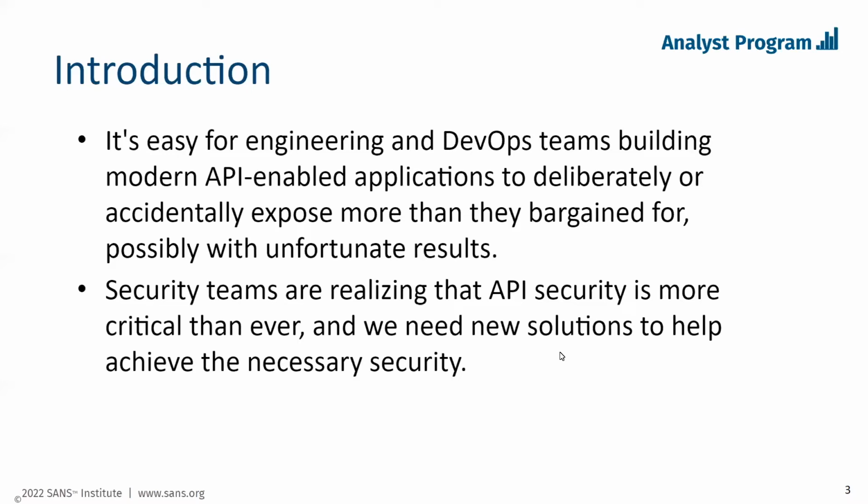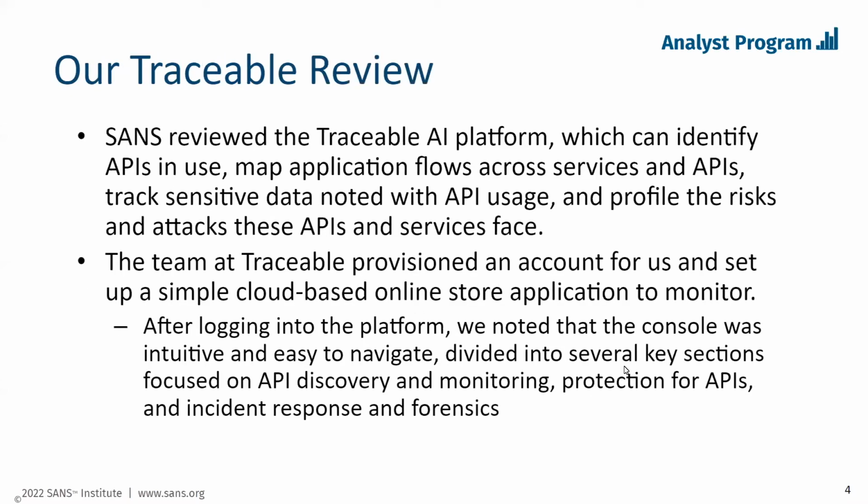So the exciting thing that we get to talk about here is our Traceable review. So the Traceable AI platform, basically, and again, Dan will give some good context on this, can do all of the various things you would want with regard to API security. And I know that's a broad statement and a big one, but what we're hoping to do throughout the course of this webcast is really demonstrate that to you and show you some of the different features and facets of what Traceable brings to the table. It can show you which APIs are in use. It can help you map out application flows across services and all of those APIs, going to a significant level of depth, can demonstrate where sensitive data is noted with those APIs and how they're being used. And maybe last but not least, of course, profile risks and the types of attacks that these APIs are potentially exposing. And so the team at Traceable basically set us up, provisioned an account for us, set us up with sort of a cloud-based online store, which was perfectly good, right?